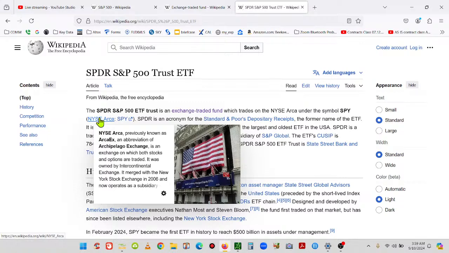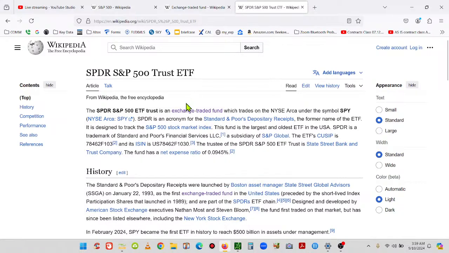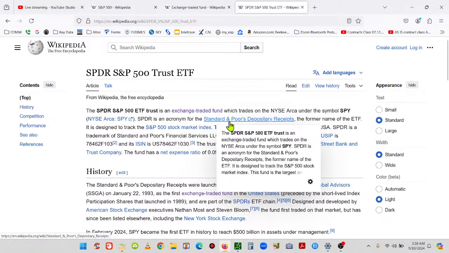It was owned by Intercontinental Exchange. It merged with the New York Stock Exchange in 2006 and now operates as a subsidiary. Okay, that's more than we need to know about that. But you can read up on that as well if you would like. It doesn't hurt to understand what you are doing. It makes it more interesting. SPDR is the acronym of the Standard and Poor's Depository Receipts.